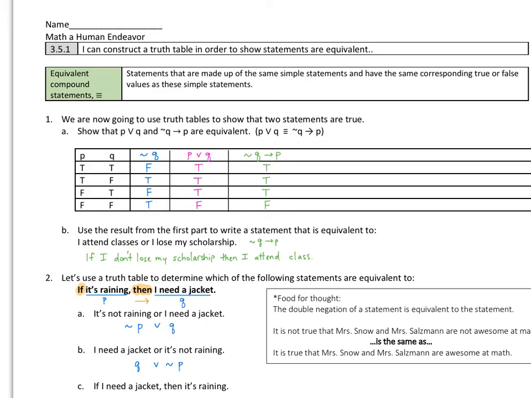Hello, welcome to 3.5. Today we're going to talk about equivalent statements and variations of the conditional statement. So the first part is looking at equivalent statements, or equivalent compound statements. Notice the symbol for equivalent. It looks like an equal sign, but it's got 3 bars.